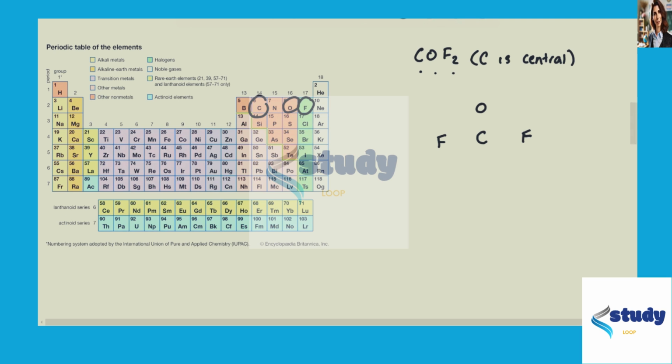The next step is to calculate the number of valence electrons. So we have 4 from the carbon, we have 6 from the oxygen, and then we have 7 times 2 for the 2 fluorines, giving us 14 there for the fluorines. Okay, so once we have this, we see 4 plus 6, 10, 10 plus 14, 24 total valence electrons.